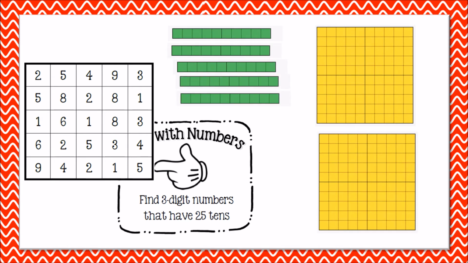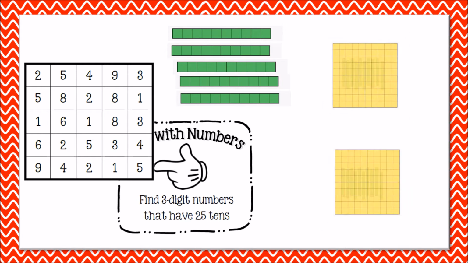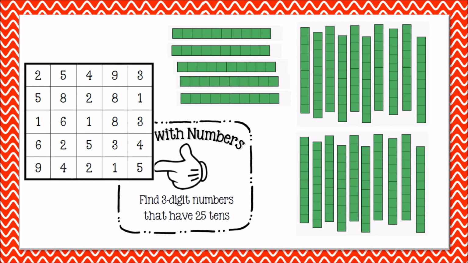So right here you can see 250. But imagine that I didn't have those yellow 100 flats. Imagine that I only had 10 rods. Well, I could replace each of those hundreds with 10 tens. Let's take a look. This is still the same amount. It just looks a little bit different.